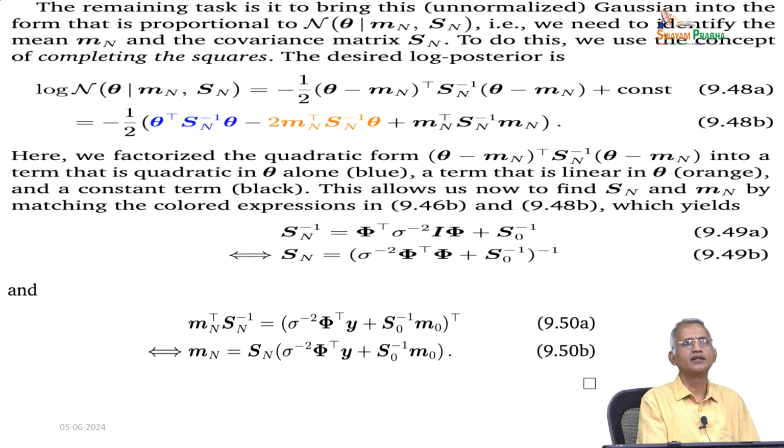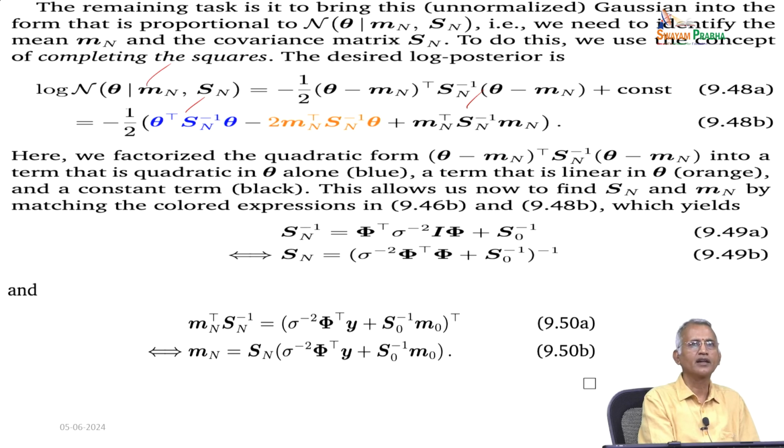So, the remaining task is to bring the unnormalized Gaussian into the form proportional to N of theta given mn, Sn. So, we need to identify the mean mn and the covariance Sn. To do this, we use the concept of completing the square. The desired log posterior is log of N of theta given mn, Sn, equal to minus half into (theta minus mn) transpose Sn inverse (theta minus mn) plus constant, which is equal to minus half into theta transpose Sn inverse theta, minus 2 mn transpose Sn inverse theta, plus mn transpose Sn inverse mn.